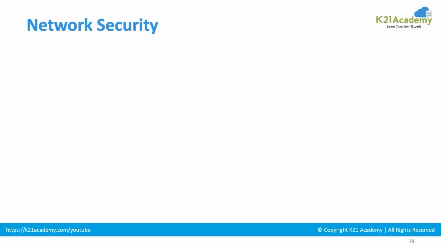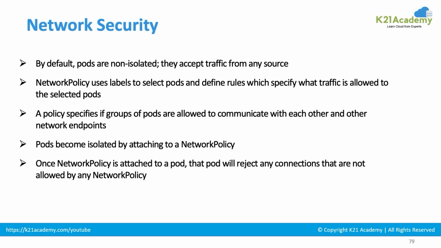In this video, we will be discussing the network security aspect. In the last video, we saw how we can restrict a user from executing a specific API call, or authenticate that user and then authorize that user for a specific set of actions. But when we are talking about applications talking to each other, all the pods present in the cluster can talk to each other. They are not isolated. They accept traffic from any source within the cluster.